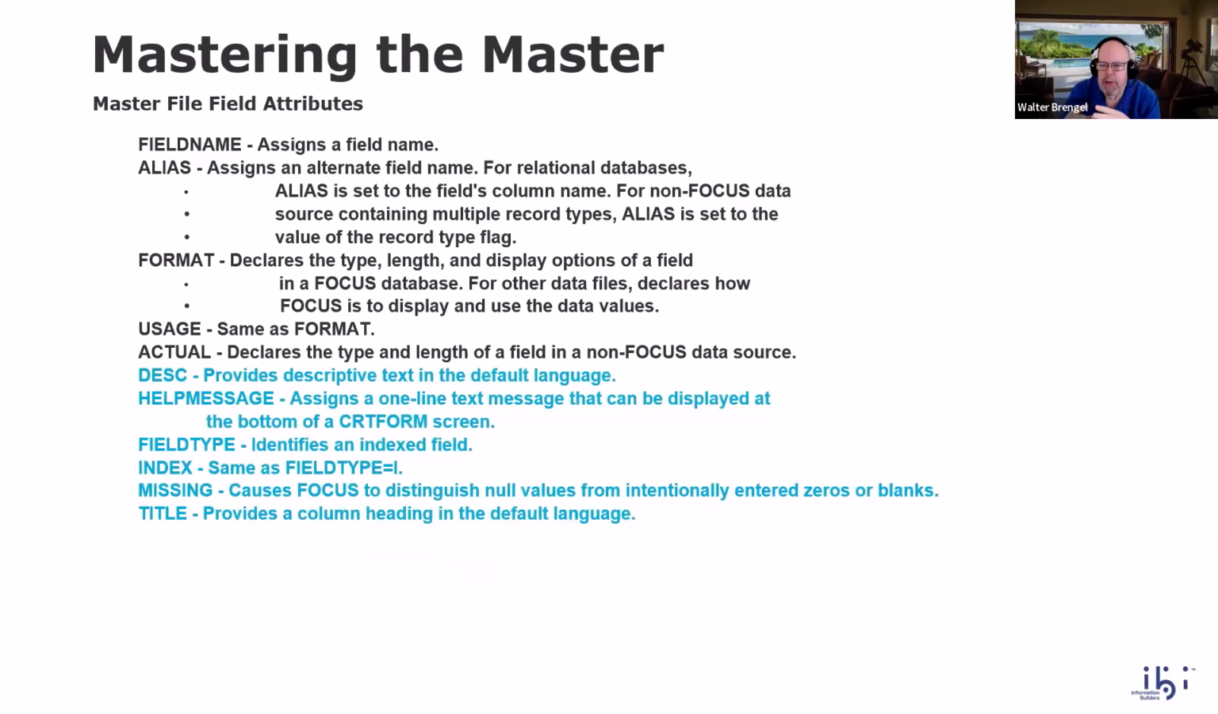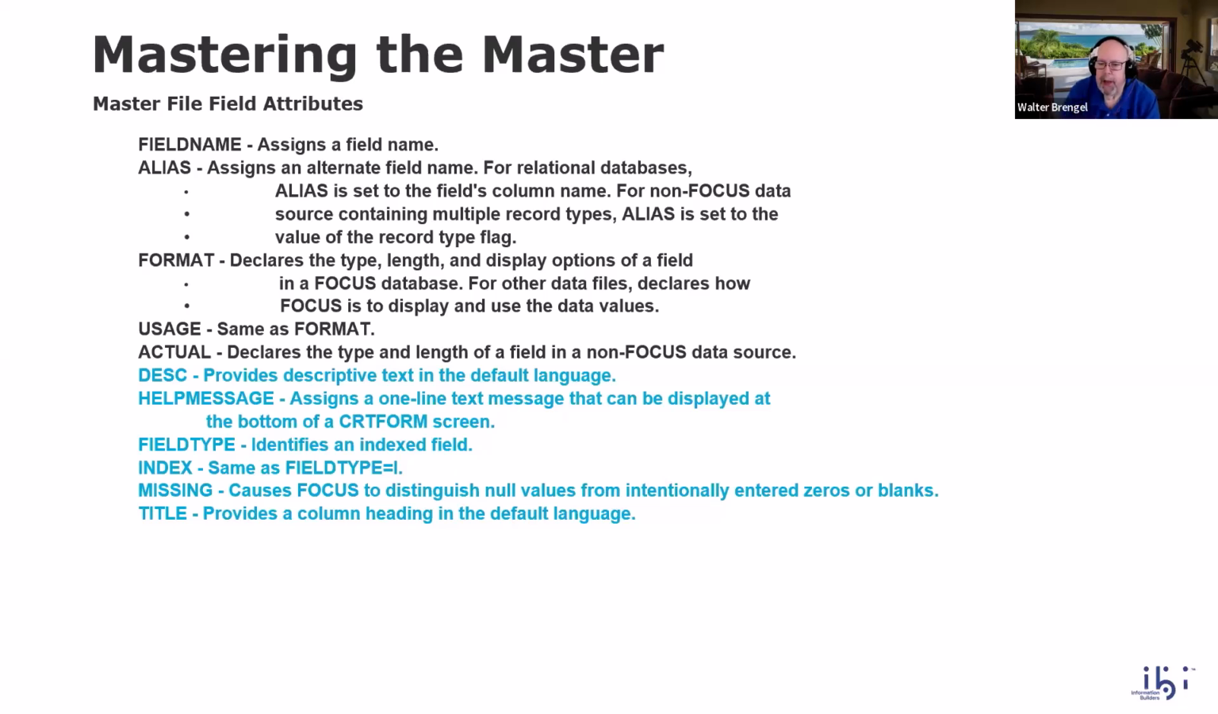Okay, other attributes. Again, we have description, we have help message, the field type. So if it's indexed, you'd have a field type equals I. Missing: is this field missable? So if it's a blank value, we'll treat it as a null, or if it's a 0, we'll treat it as a null if it's numeric.